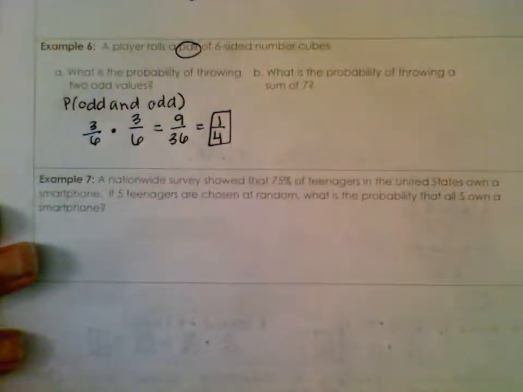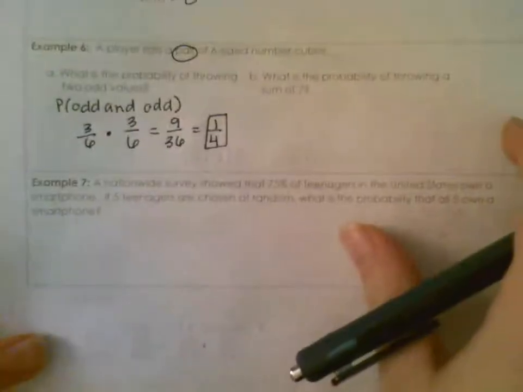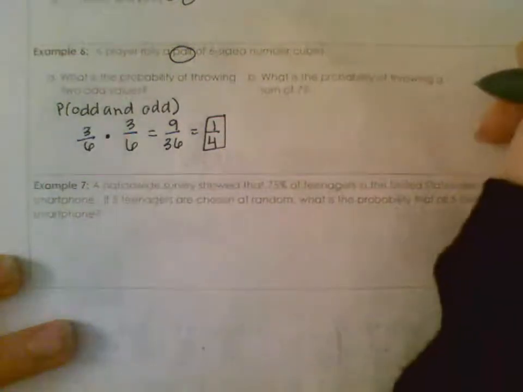What is the probability of throwing a sum of 7? Okay, so first let's think about our total.